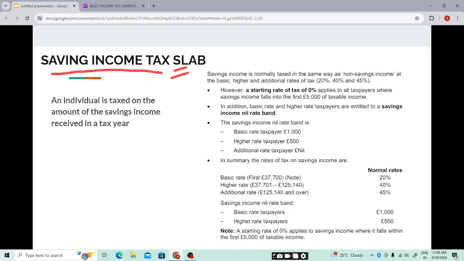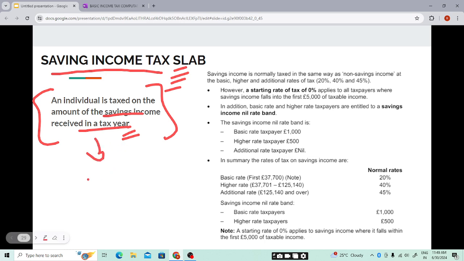Saving income tax slabs. The first point we need to remember is that an individual is taxed on the amount of saving income received in the tax year. In accounting books we follow the accrual system, whether we receive it or not we record our interest or expense. But when it comes to tax, you will be taxing your income when you receive it.